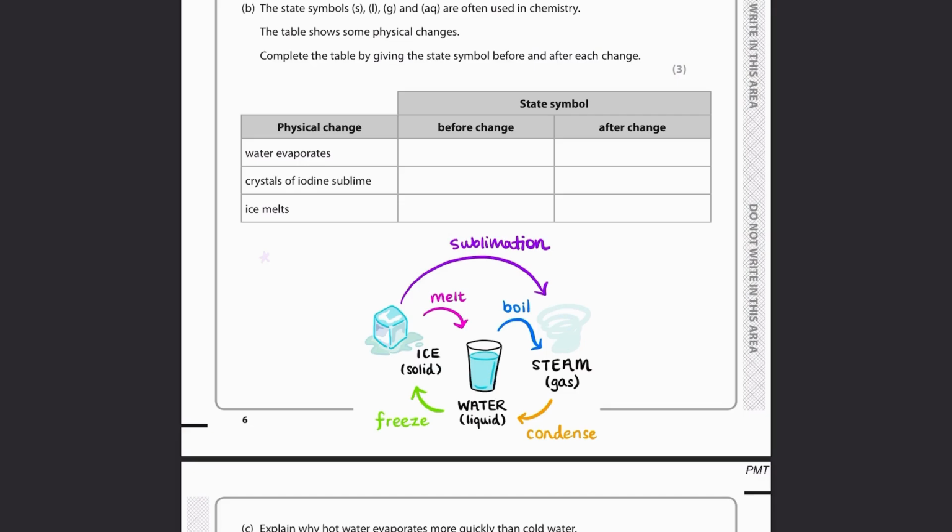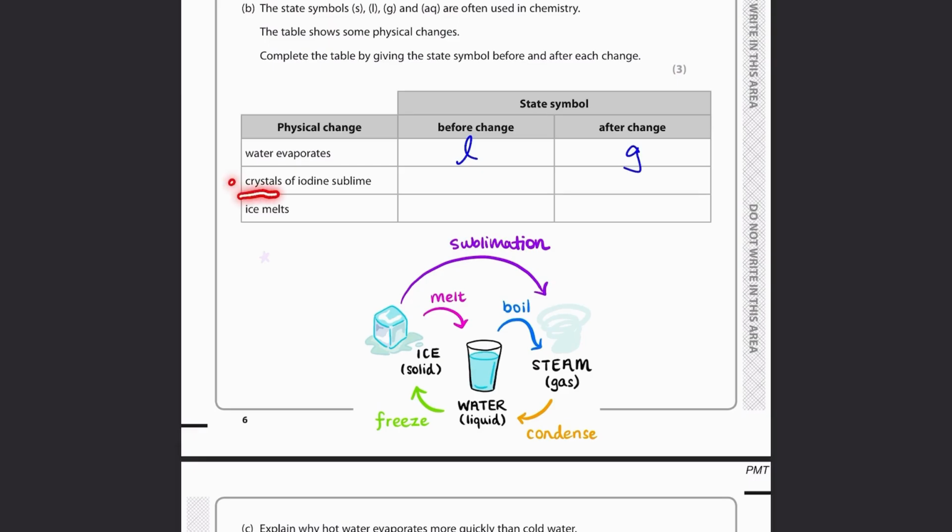Okay? So therefore, water evaporates. What is the state before it evaporates? Think about it. Water, is that liquid or solid or gas? That's definitely liquid, right? So before it evaporates, liquid, and then after it evaporates, evaporate is the same as boiling, so it's turned into gas. Liquid to gas.